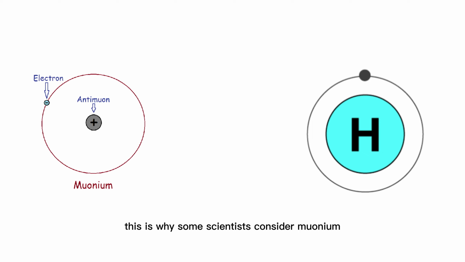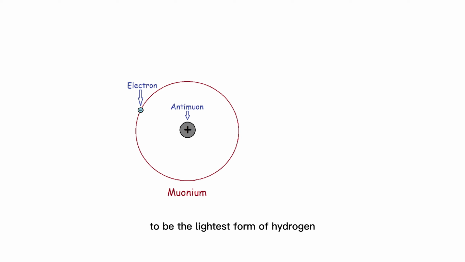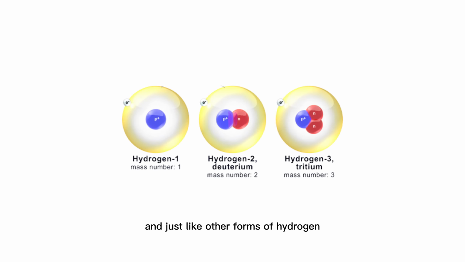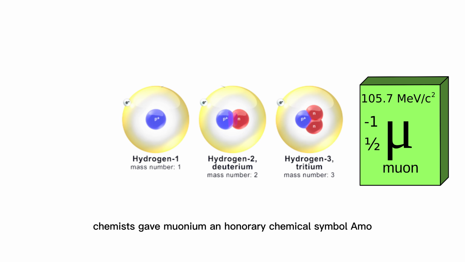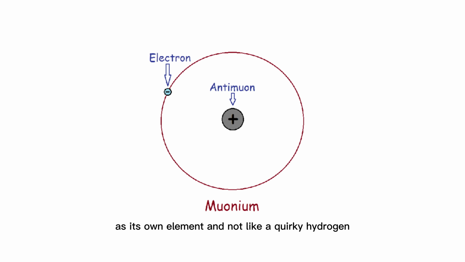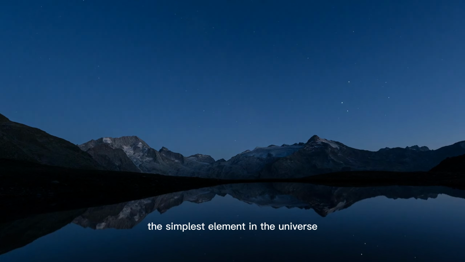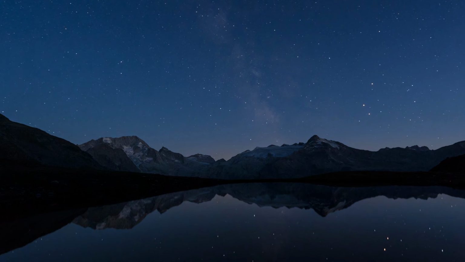This is why some scientists consider muonium to be the lightest form of hydrogen. And just like other forms of hydrogen, like deuterium and tritium, chemists gave muonium an honorary chemical symbol, Mu. Now, if you prefer to think about muonium as its own element and not like a quirky hydrogen, that could make muonium the simplest element in the universe.